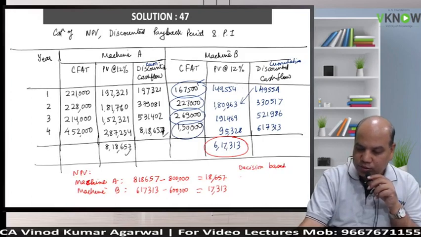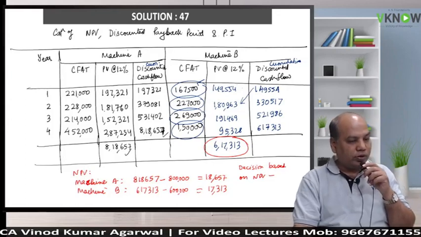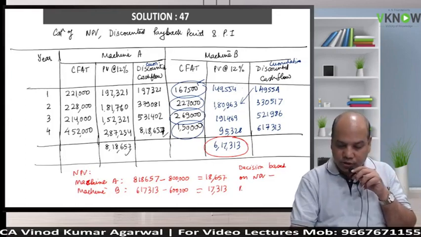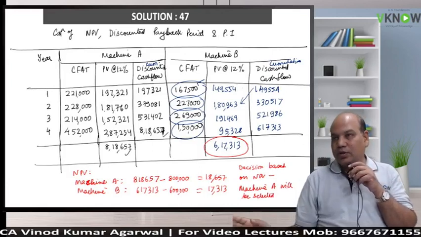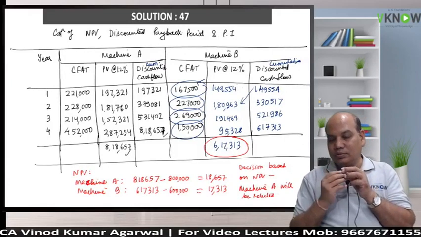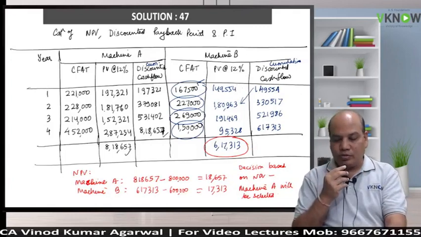Which is higher? Right below, write the decision based on NPV. So if you have to take a decision on the basis of NPV, which one will be selected? Write down machine A. Machine A will be selected as it has higher NPV. Wait a minute.